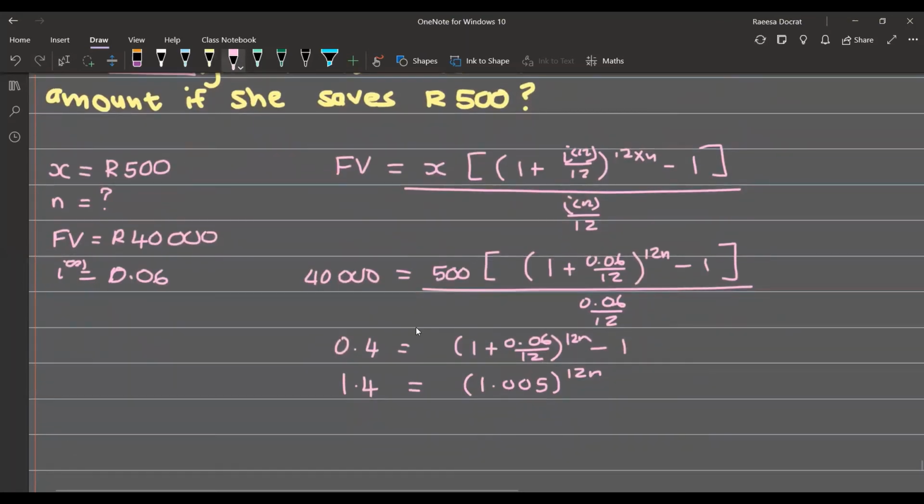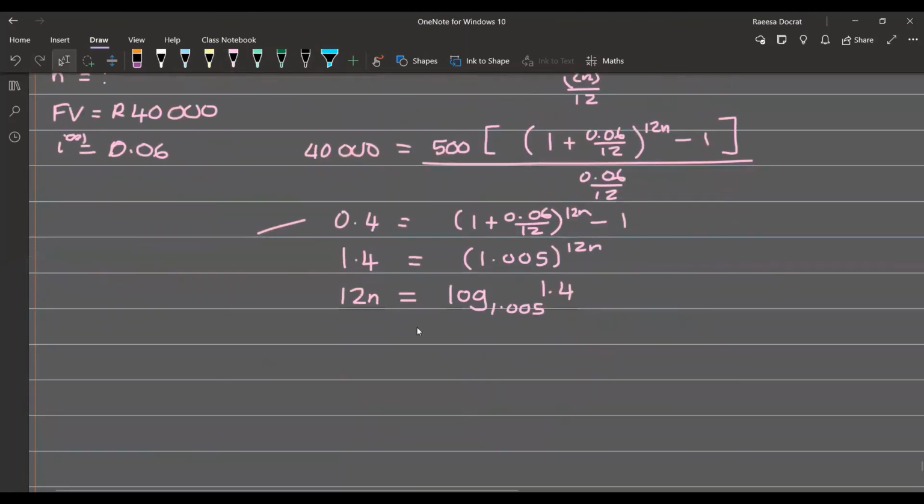Now you'll notice we have to solve for what's in the exponent, so we're going to have to use logs. So the exponent becomes the subject. Log, the base of the exponent is the base of the log, and what's on the other side goes there. So we get 12N. Typing that into our calculator.